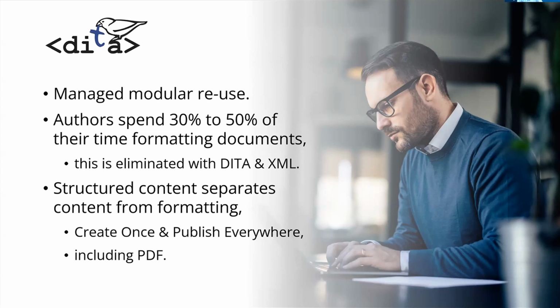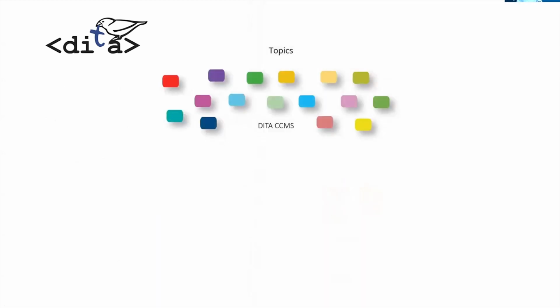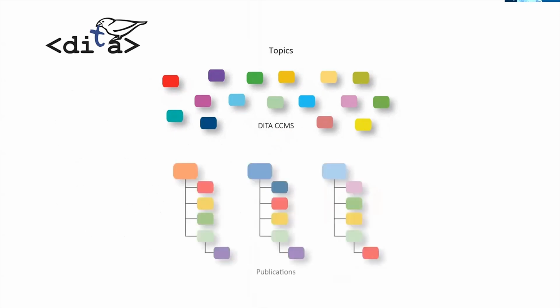So, and if we visualize what that looks like, you have here, these are our individual modules of content. So a DITA topic makes sense on its own. And so we have these various topics which we've got sat in a component content management system. And then we have our various publications made up of these topics. So in effect, what you have is this topic here is used in multiple different publications in different places.